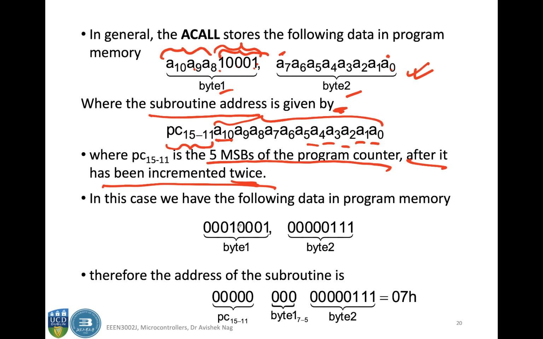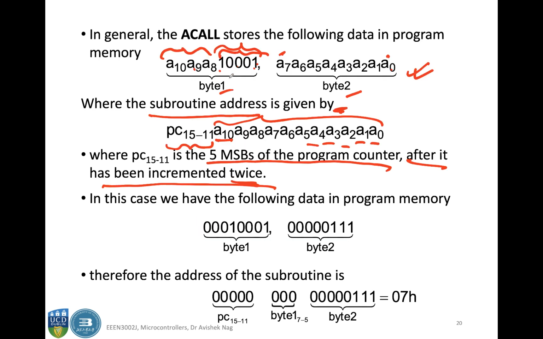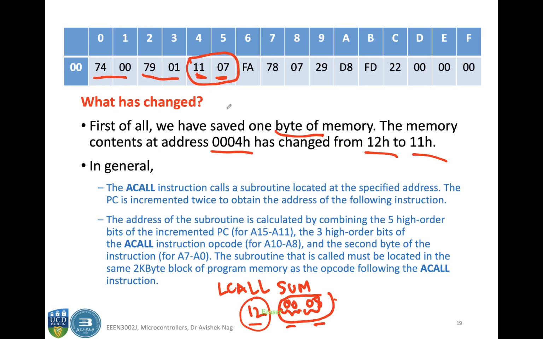So in the example of the code, you saw that the ACALL instruction was 1107, okay. So if you write it in binary form, you will get it like this. So this is 11, this is 1, and then this is 1, okay, and then this is 0, and this part is 7. So 1107 was your ACALL instruction. These are the 2 bytes of your ACALL in the example, okay.